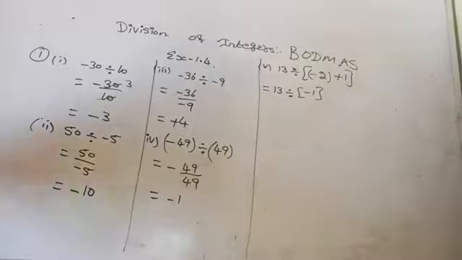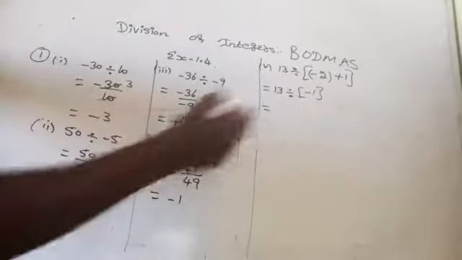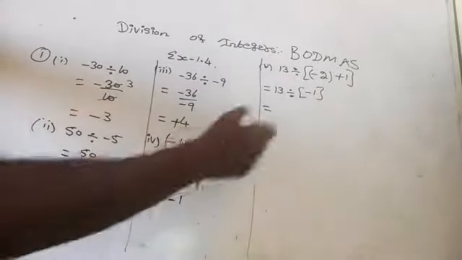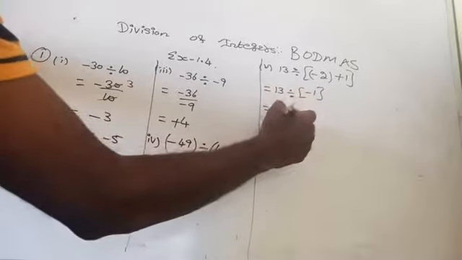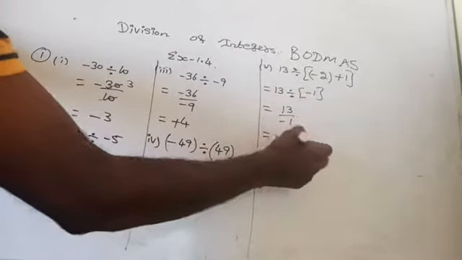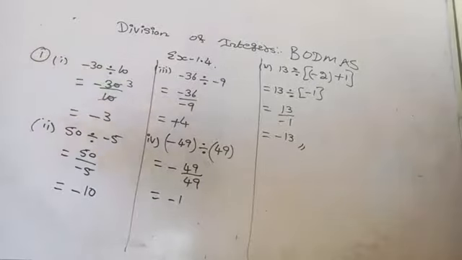Am I right? Then again, here 1 is positive integer, we are going to divide by the negative integer. So then the result is what? Negative, which is equal to minus 13. Am I right here? Yes.